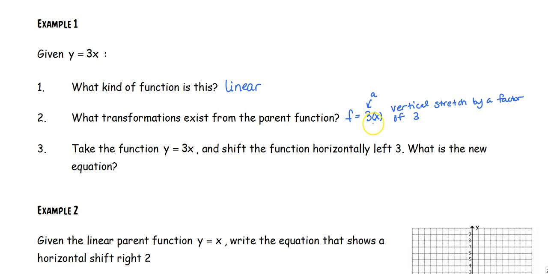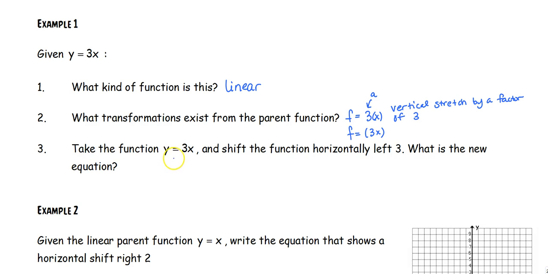Now, that's really not going to be any different as if I would have said this. So in a linear function, the a and the b, the vertical stretch and the horizontal stretch, are really going to both happen at the same time, and they're going to happen together.